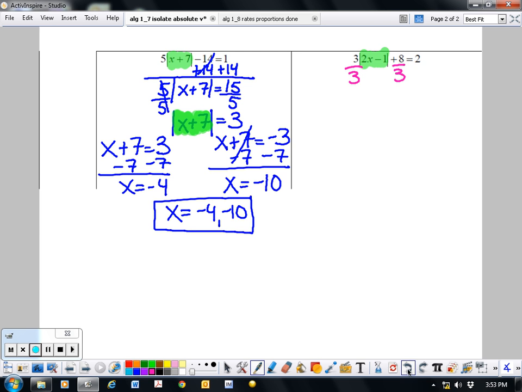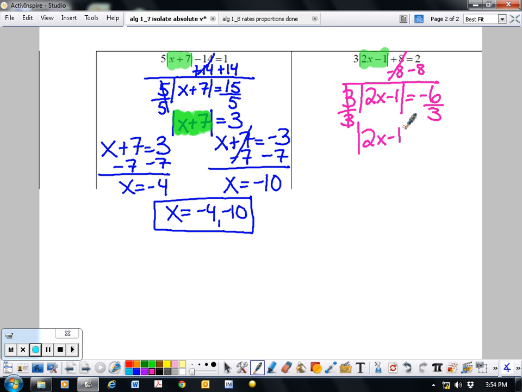So we don't do that. We undo, we back up. Oops, maybe a little bit too far. There's my highlighting. And then I move the 8. So I subtract 8 on both sides. So now I have 3, absolute value of 2x minus 1 equals negative 6. I divide by 3. I get absolute value of 2x minus 1 equals negative 2.